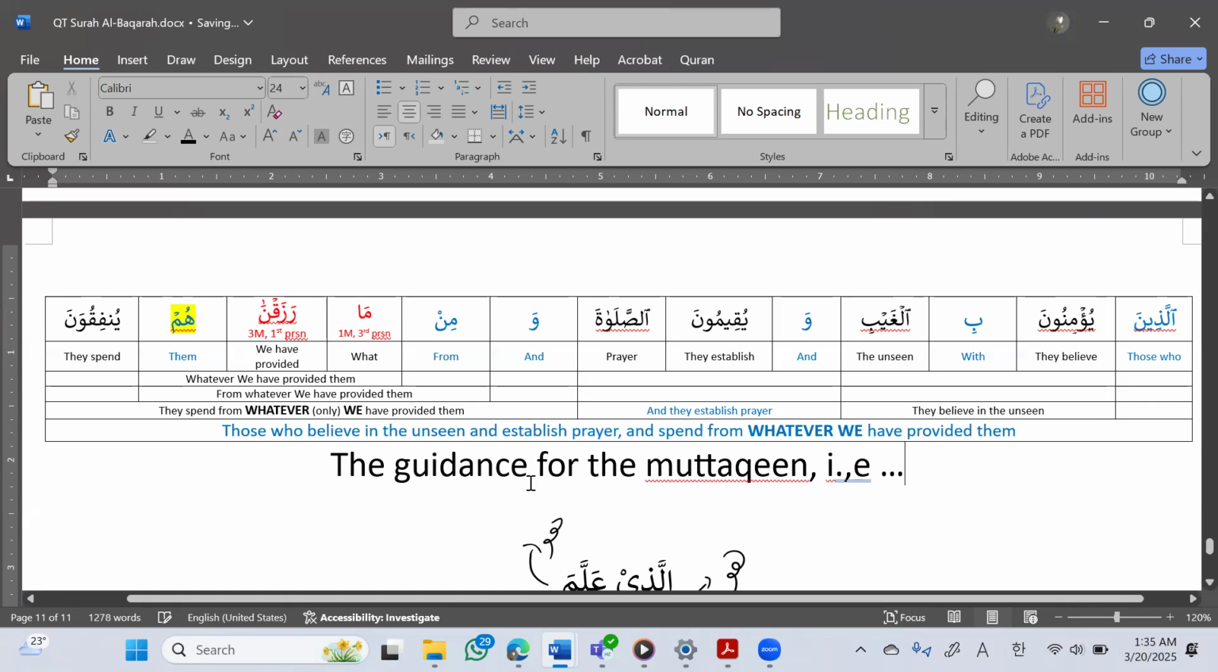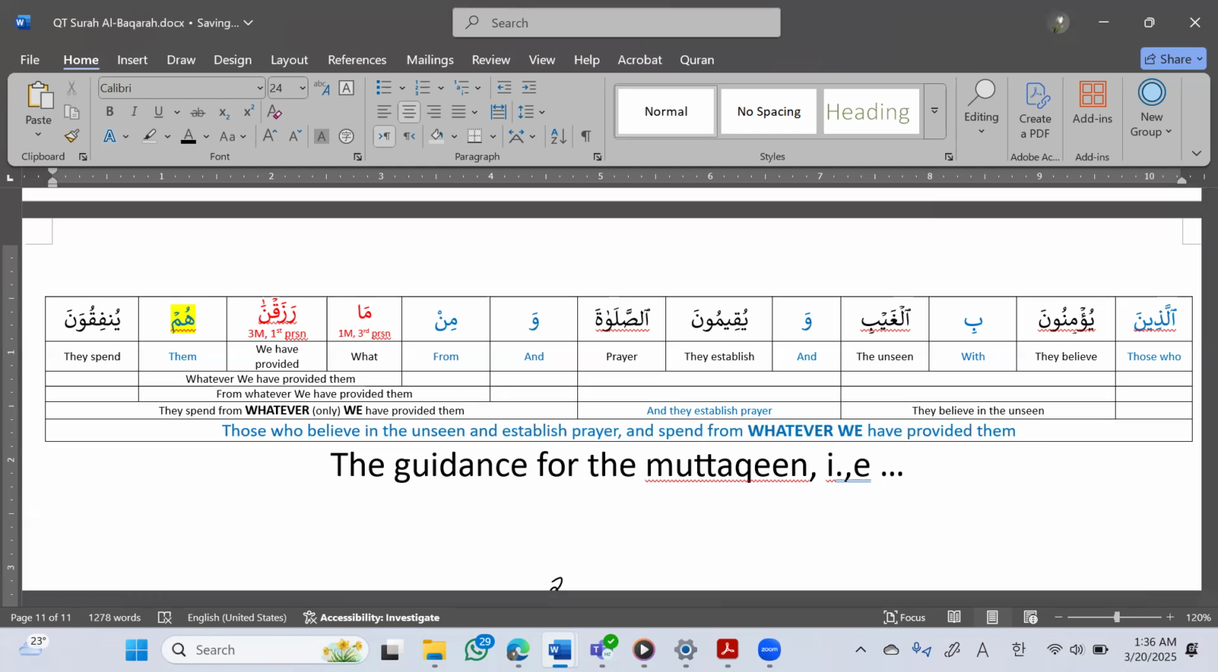Alhamdulillah, we completed the Arabic and translation of ayah number 3. MashaAllah, it is day 12, I guess. Alhamdulillah, we are moving forward. So, does anyone want to say something? Go ahead, we have 3 minutes left.